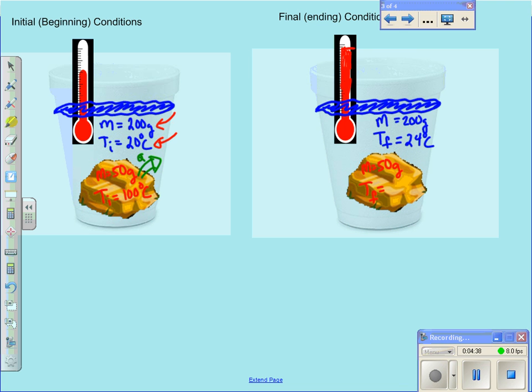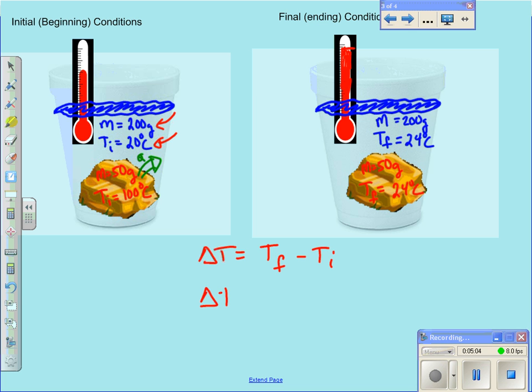If the final temperature here is 24 and we leave the rock in there, the rock's also going to come to 24 degrees Celsius, right? They come to equilibrium if we were to watch this long enough. So both of the final temperatures would be 24 degrees Celsius. So let's take a look at what that means in terms of their temperature change. Remember, delta T is always the final minus the initial.